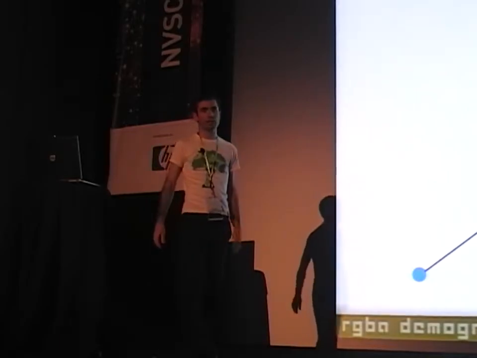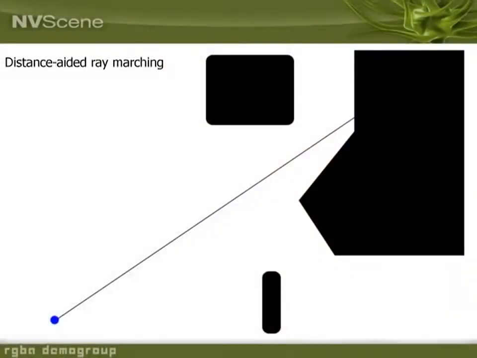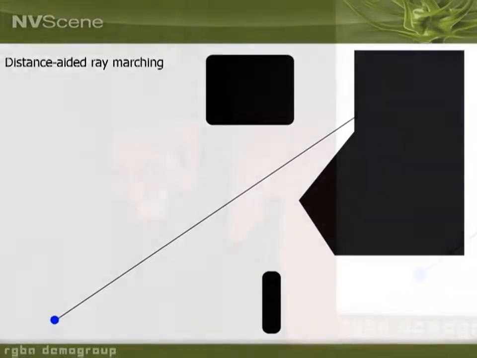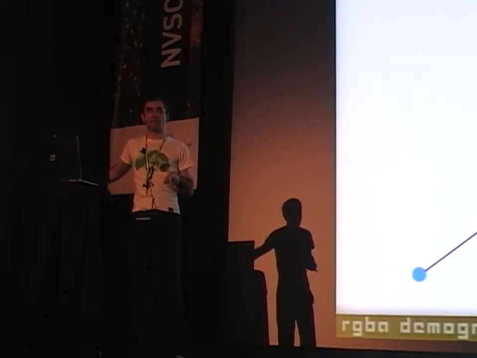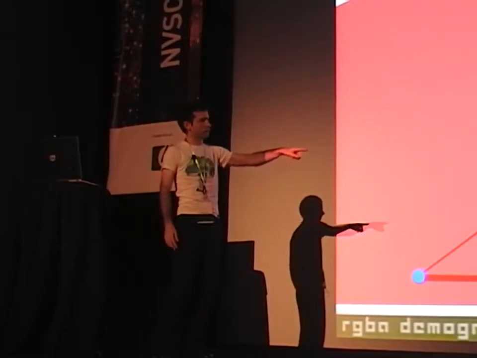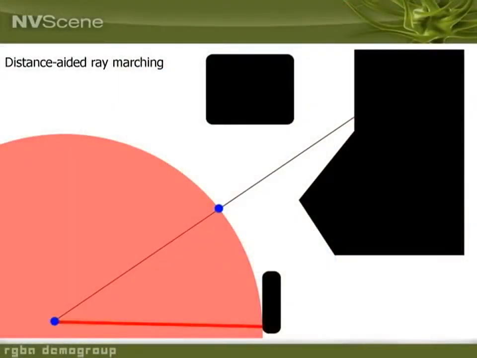So you have the objects, your 3D scene in black, you have your camera or your point of interest in blue, and you have a line that represents the direction you are interested in, the direction you want to know if there is anything there or if there is any color or whatever. So what you do is take the blue point and somehow compute the distance to the closest object in the scene. The closest object in this case is this pillar, this capsule here, on the bottom part of the image, and the red line represents the distance from the blue point to the black object. There, you know that there is nothing around you closer than that distance.